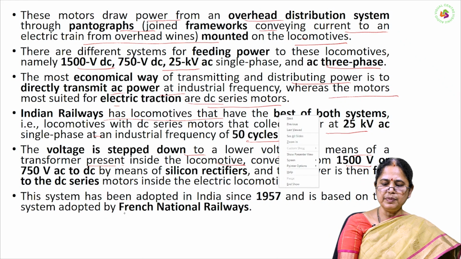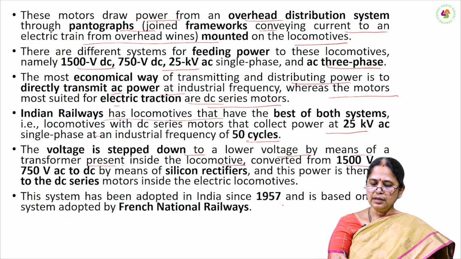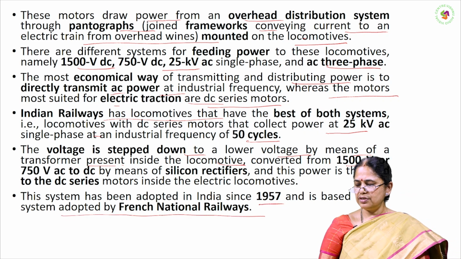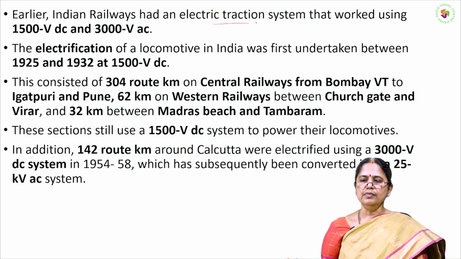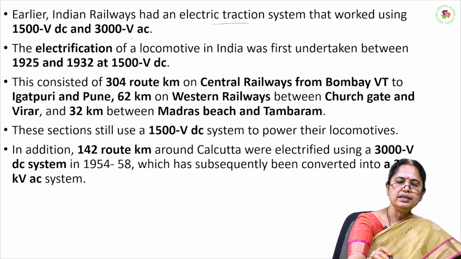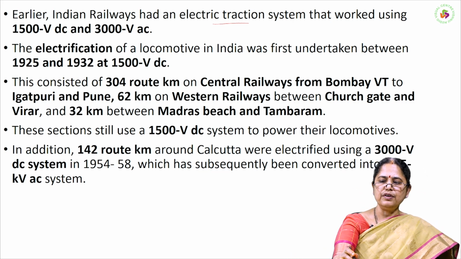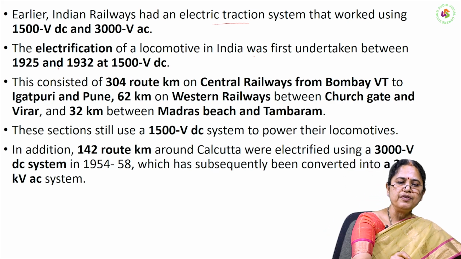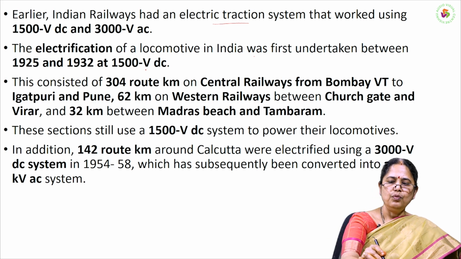This system was adopted in India in 1957 and is based on the system adopted by the French National Railways. Earlier, Indian Railways had an electric traction system that worked using 1500 volts DC and 3000 volts AC. The electrification of railways in India was first undertaken between 1925 and 1932 at 1500 volts DC.